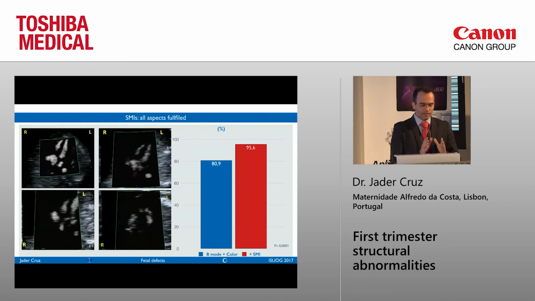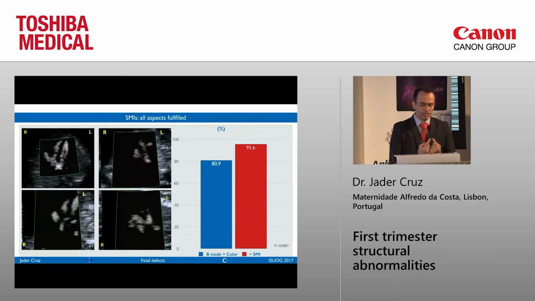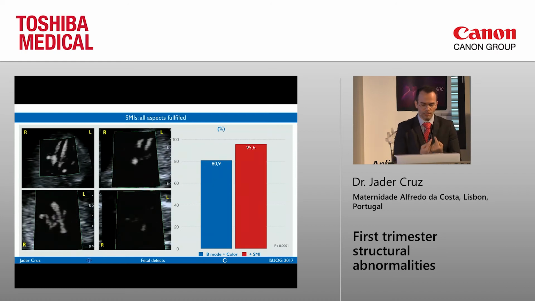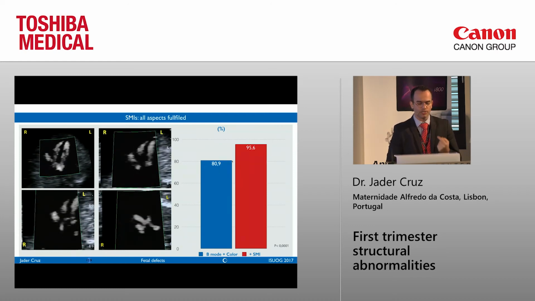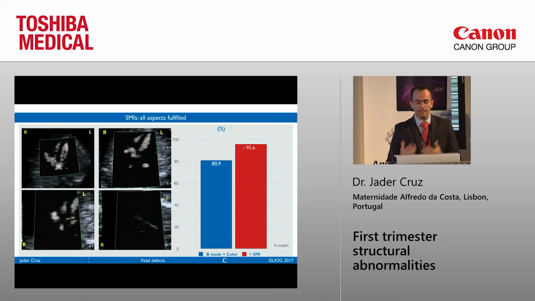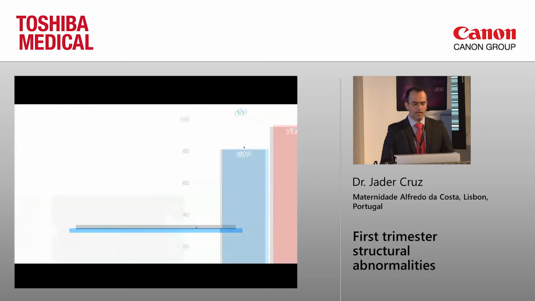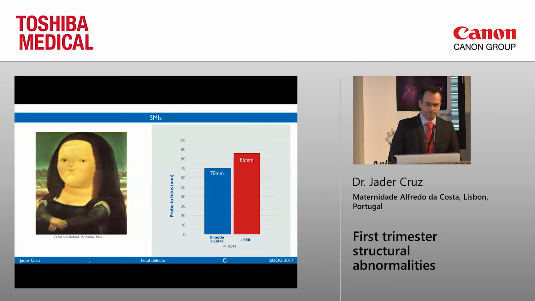This is by seeing all the structures in the same patient. Yes, you can only see all these structures in the same patient in about 81% where you're not using SMI, but in 96% of the patients when you are using SMI. And better than that, even in situations that are more difficult.